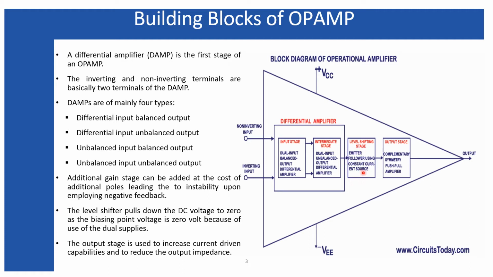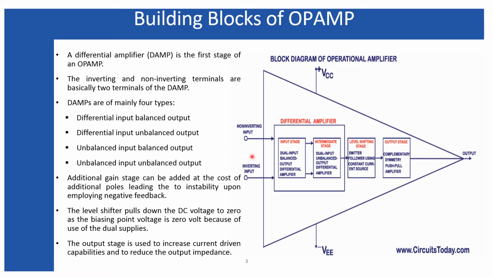Next one is the level shifter. Due to the presence of this dual supply, that means the plus VCC and minus VEE, in general we have seen when you have dealt with the 741 op amp, these positive supply and the negative supply are generally equal to each other but opposite in polarity. So in case of the 741 op amp, you have used plus VCC as plus 15 volt and minus VEE as minus 15 volt. So therefore, due to the presence of this dual supply, the biasing voltage appears at 0 volt.